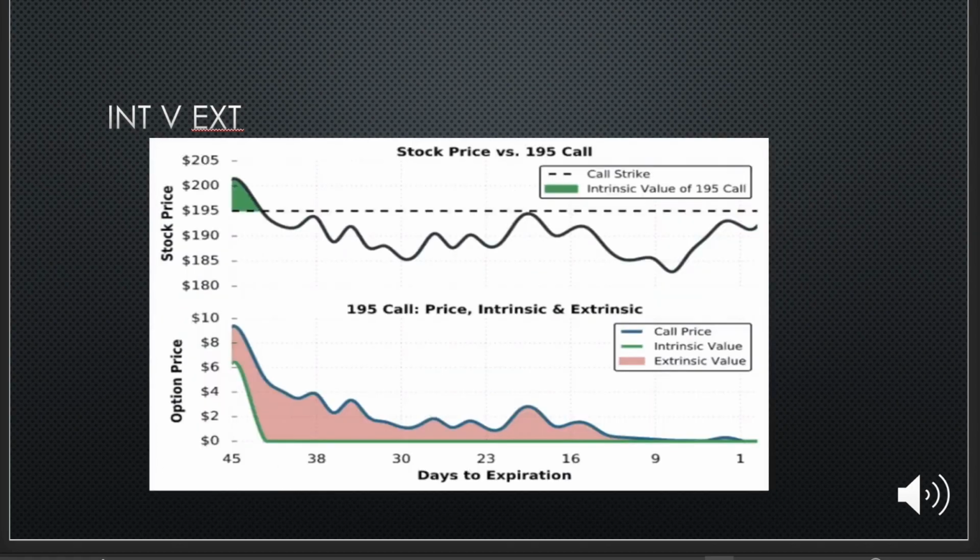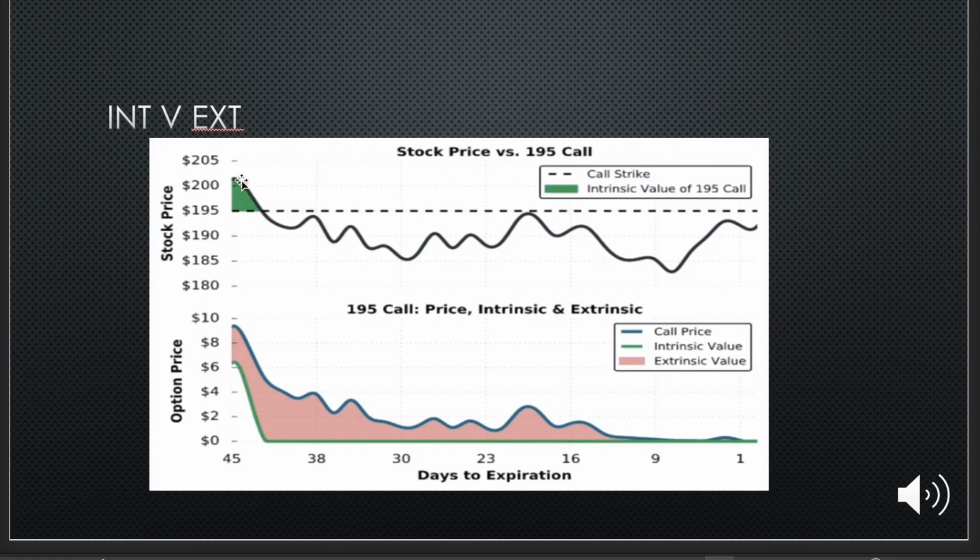This is an even better explanation. I like this one very much. It really puts it into perspective in a very visual way. Let's say that you want to buy a 195 strike call. Let's say it's on Apple. Currently, the stock price is trading at 201, right?